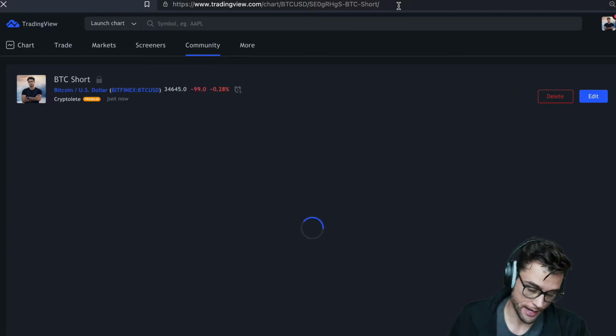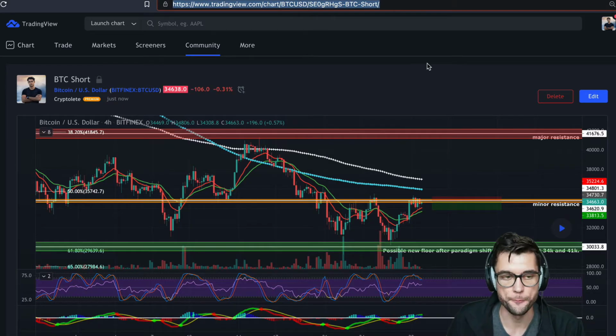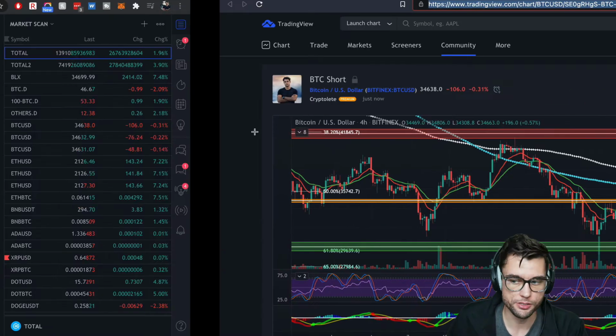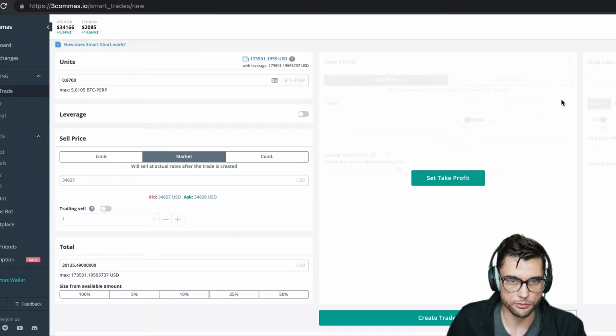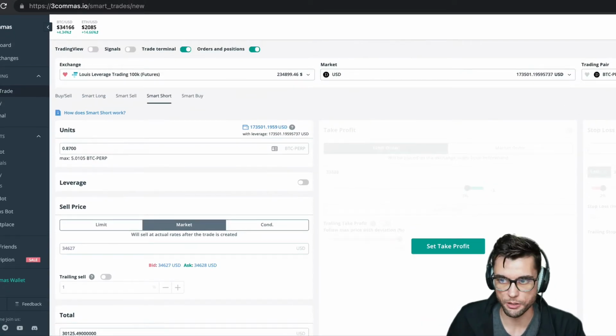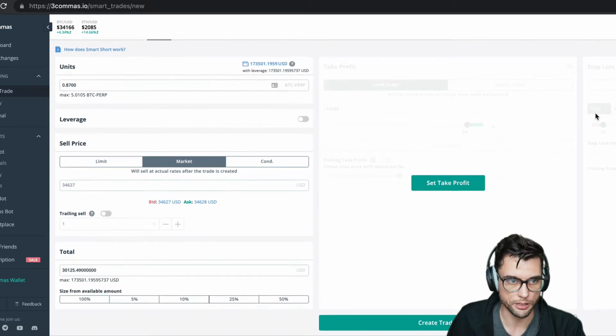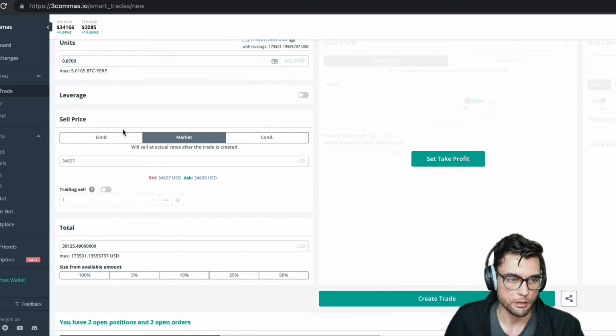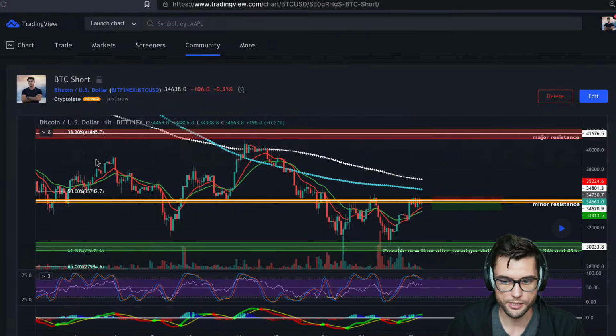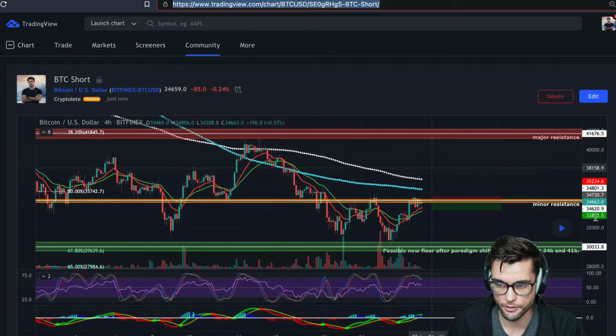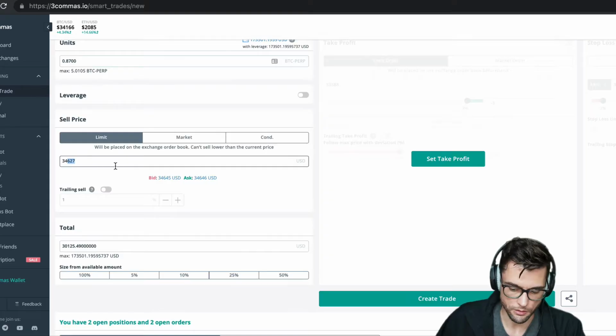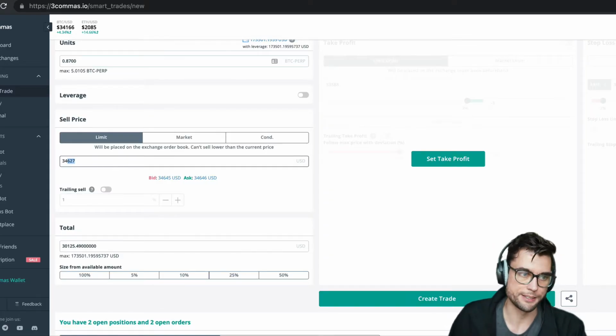So now that I created this trade setup, I'm going to copy it. Then I'm going to go into 3Commas, get my accounts, and go to my Bitcoin account. I'm going to do a smart short, with a limit order. And where did I say? I said 34,730. That's going to be my sell price.